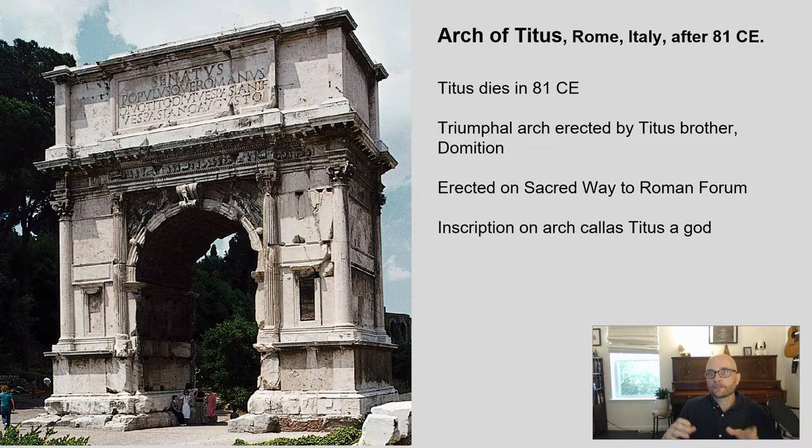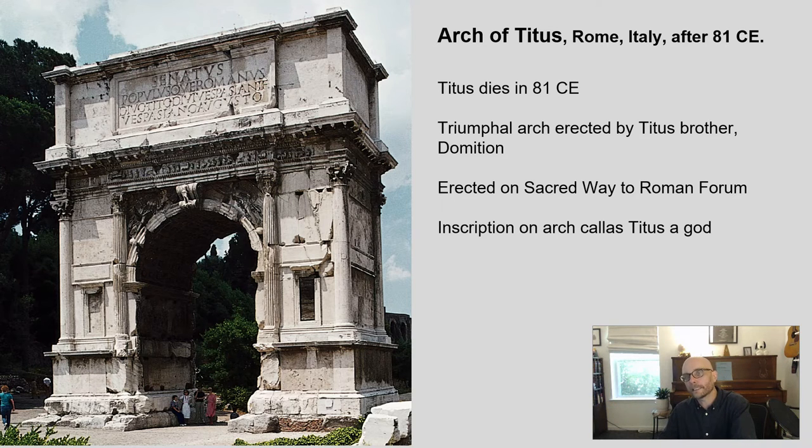And so the son of Vespasian was an emperor named Titus. And Titus is probably most well known for his sacking of the temple in Jerusalem. This is what is depicted on his triumphal arch. This was actually built after his death, by his brother Domitian. The inscription here basically says that Titus is a god, because emperors believed that they were.